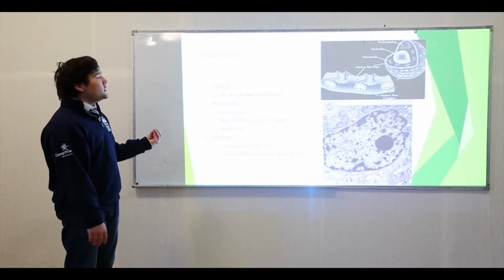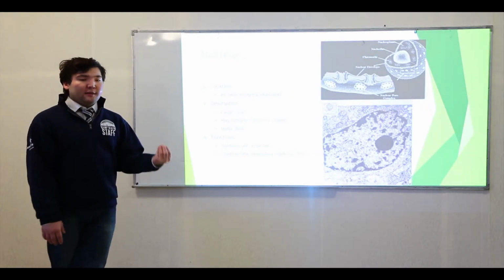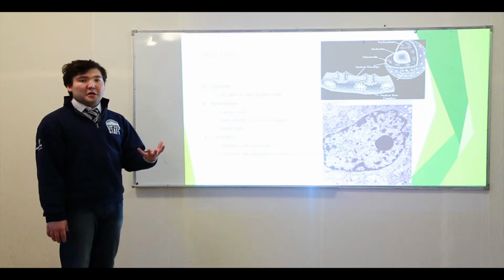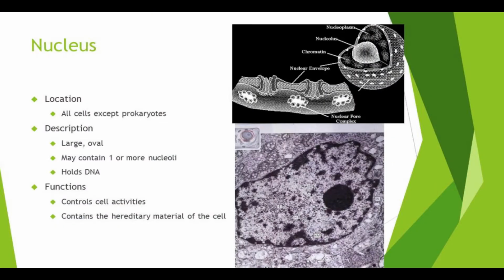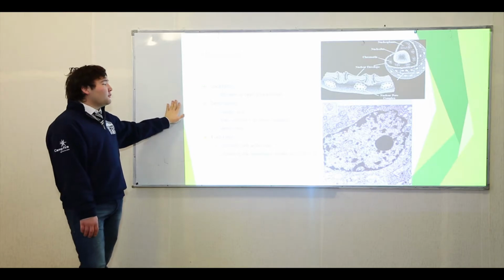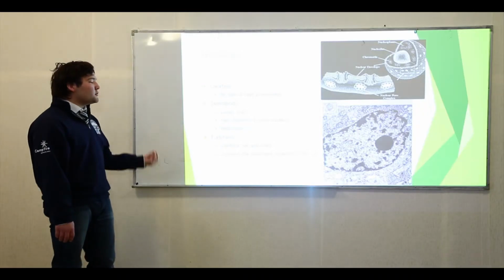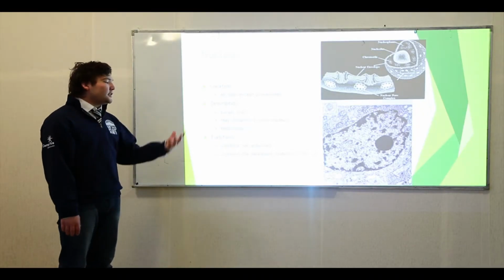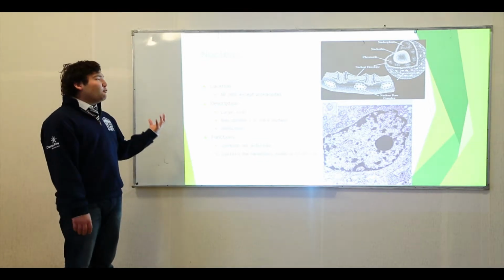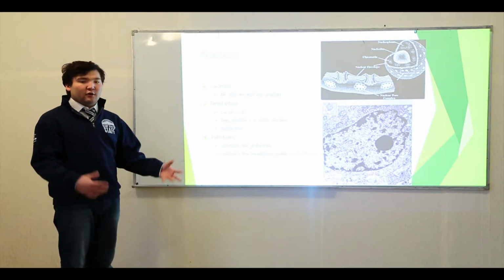Next. So, as you may know, the main organelle in the eukaryotic cell is the nucleus. Nucleus is found in all organisms except for prokaryotes, as it says by definition. So, a short description of the nucleus is that it is large and oval, may contain one or more nucleoli, and holds DNA, which is the hereditary information. The function of the nucleus is to control the cell activities and contain the hereditary material of the cell. We can say that the nucleus is the brain of the cell.